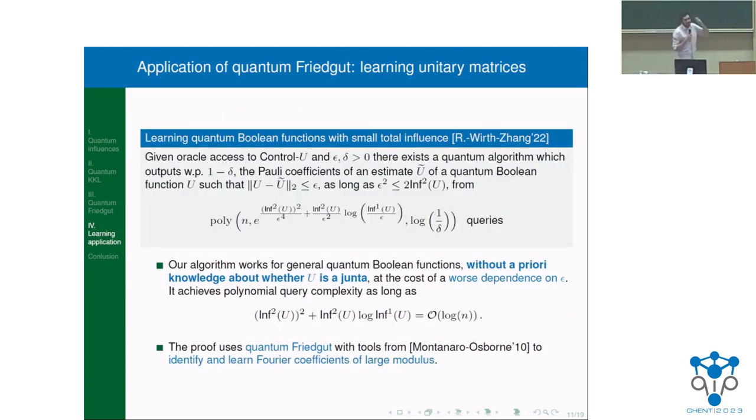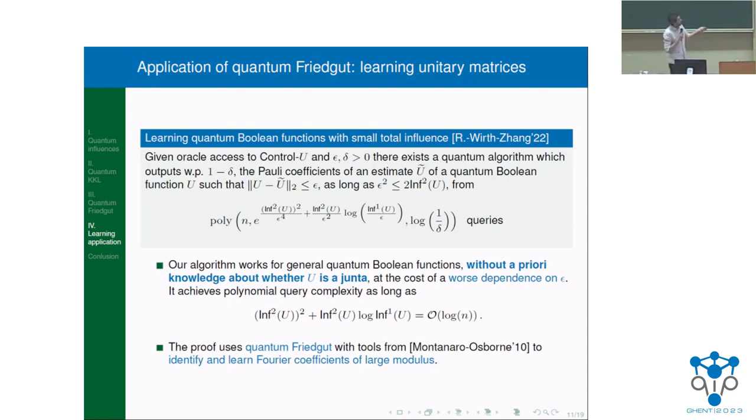So this is actually the main result in its full glory. We show that given oracle access to a controlled unitary, and for any approximation parameter epsilon and probability of failure delta, there exists a quantum algorithm which outputs, with probability 1 minus delta, the Pauli coefficients of a good approximation, U tilde of U, in L2, as long as you have access to that many queries of controlled U. So you see directly that since this is polynomial in the exponential of those influences, if you impose this relation on the L1 and L2 influence, you recover a poly n sample complexity.